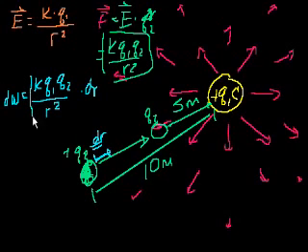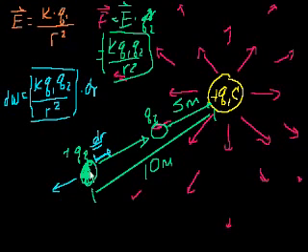Coulomb's law tells us that this is the outward force that this charge is exerting on this particle, or that the field is exerting on this particle. The force that we have to apply to move the particle from here to here has to be an inward force. It has to be in the exact opposite direction, right? So it has to be a negative.